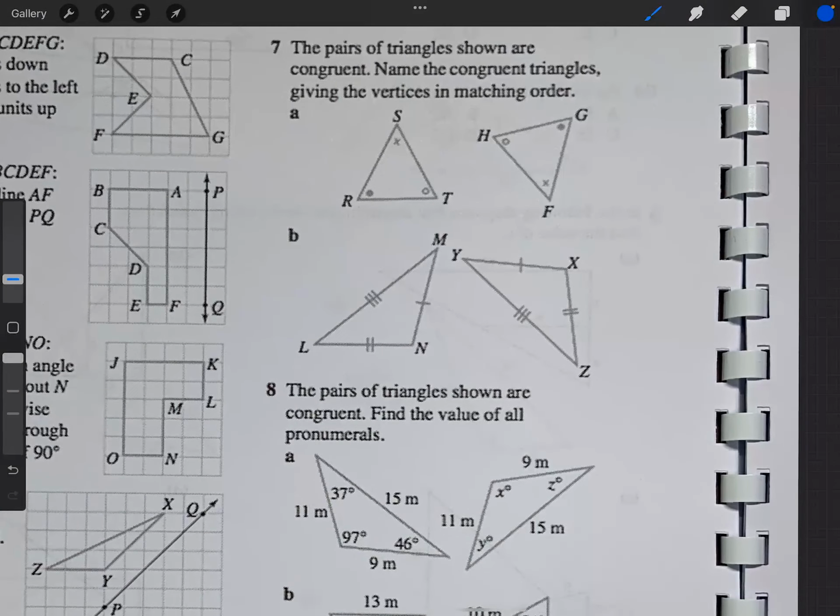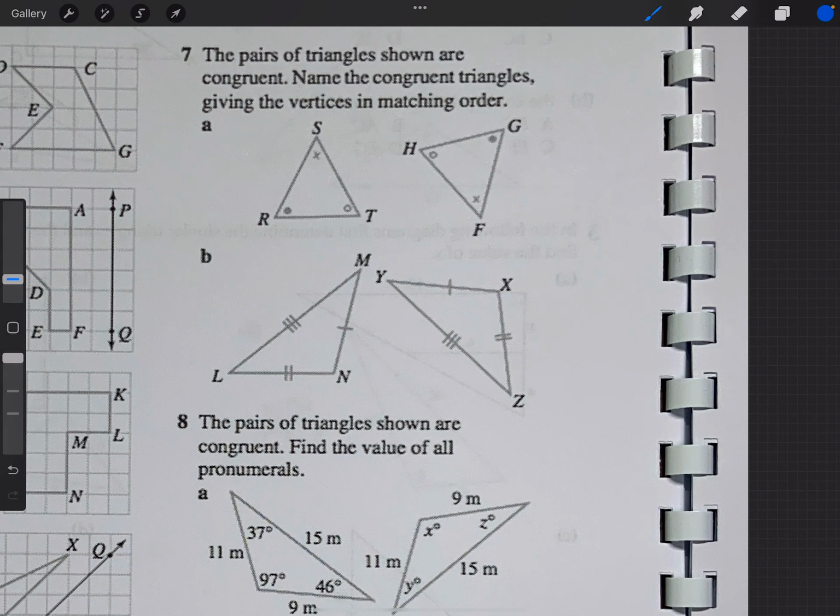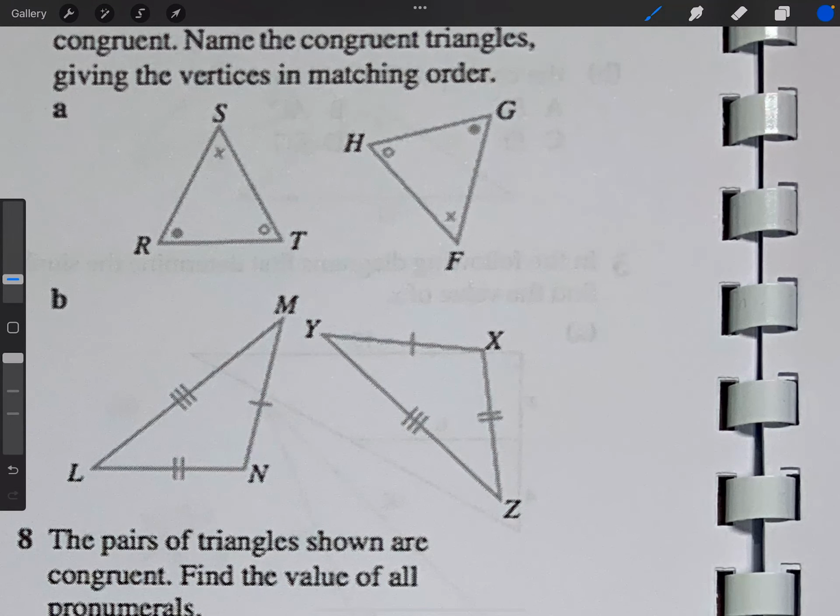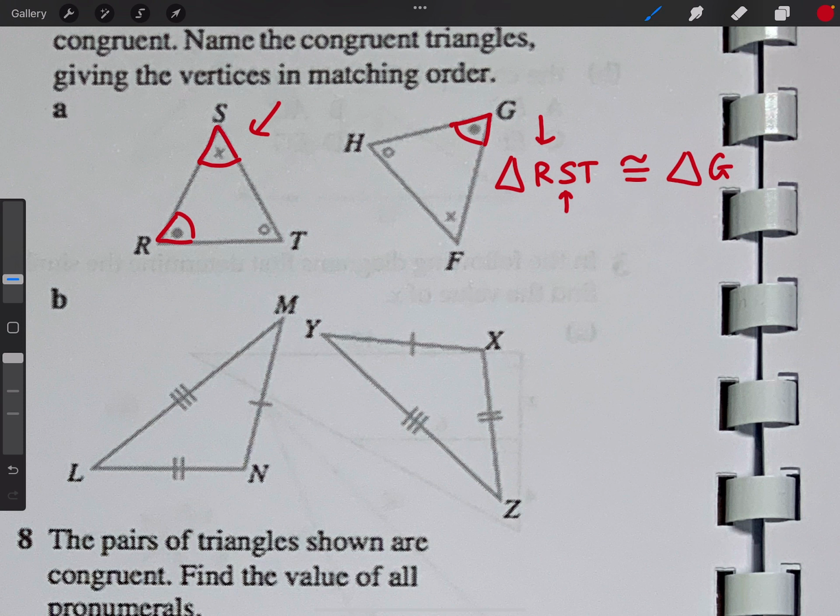Question 7. The pairs of triangles shown are congruent. Name the congruent triangles giving the vertices in matching order. Okay, so I'll start with this triangle here. I will say this is triangle RST. Now this is congruent to triangle. Now we start with the R. R has the angle with a dot, so the angle with a dot on this side is G, so we put G. And the next one is S, and that one is the angle with the cross, so we find the angle with the cross on this side, and that's an F, so we write G, F, and the last one must be H. So there's your answer there.